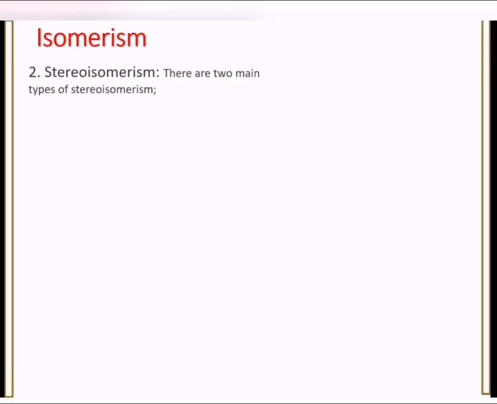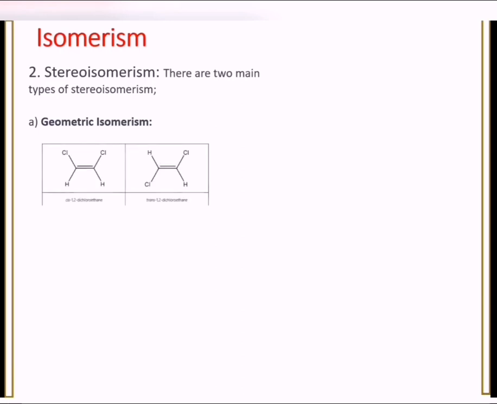Number 2 is stereoisomerism. This type of isomerism arises due to the different spatial arrangements of atoms in a molecule. There are two main types of stereoisomerism. The first one is geometric isomerism. Now, this occurs when two or more compounds have the same molecular formula and bonding arrangements but differ in spatial arrangement or orientation of groups around a double bond or a ring structure. An example is cis and trans isomers of dichloroethene.